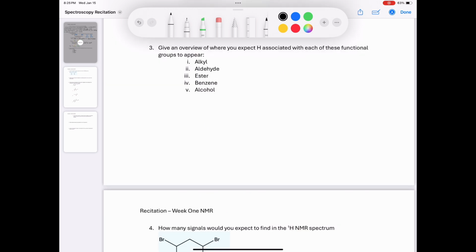Question 3 asks us to give an overview of where we expect to find the proton associated with each functional group. So the first one is an alkyl group. This can be primary, secondary, or tertiary. So I've drawn here RCH3, or also like R3CH or R2CH2.